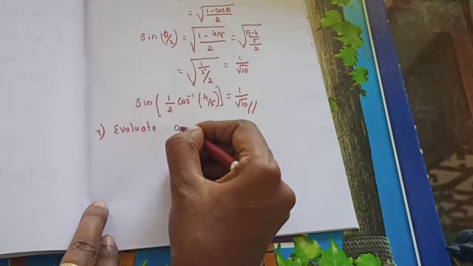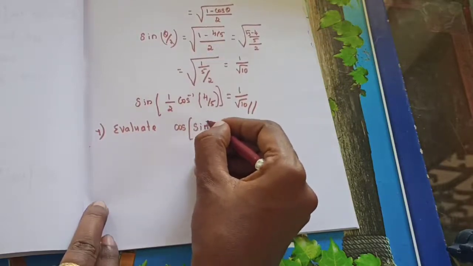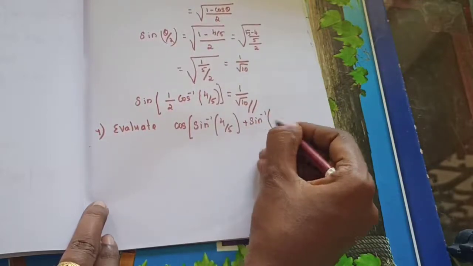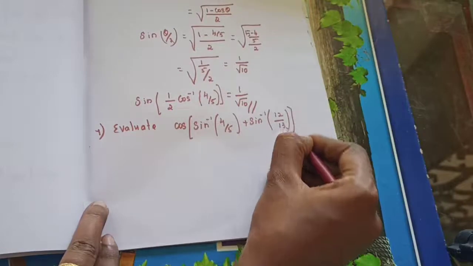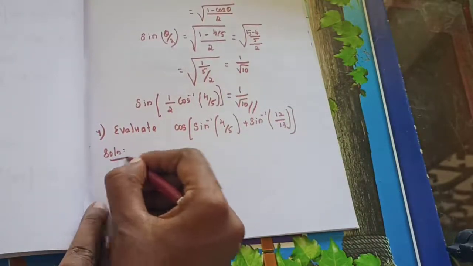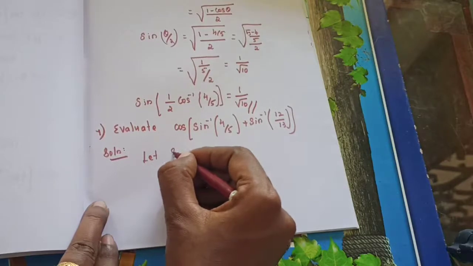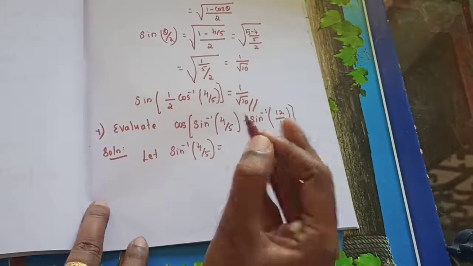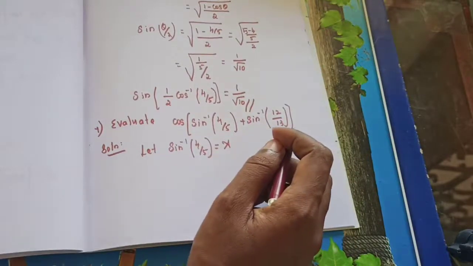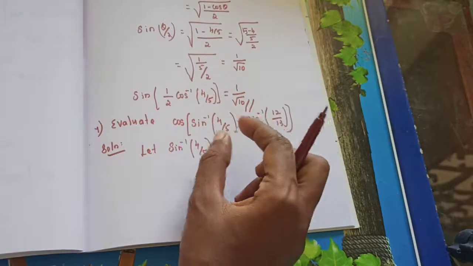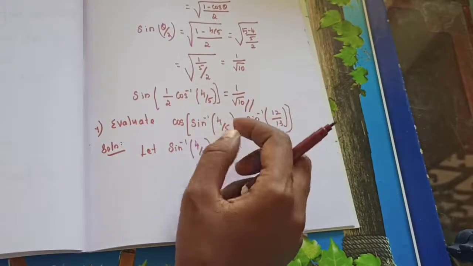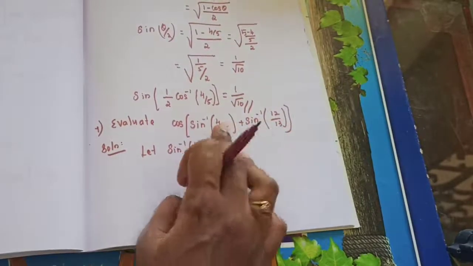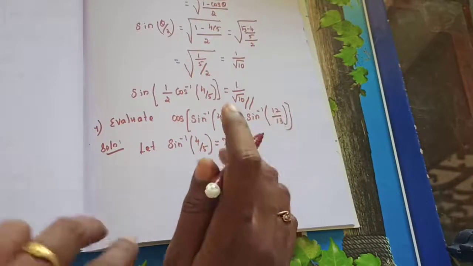Evaluate cos of sine inverse of 4 by 5 plus sine inverse of 12 by 13. Solution. So here you can consider theta or anything. Let sine inverse of 4 by 5 be A, or B, or something. So I am considering it as A. Why are you taking it as A and B, when till now you considered theta? Here I am going to consider this as A and this as B. If you take theta, we need to differentiate them, as otherwise theta 1, theta 2 both are correct. So A.